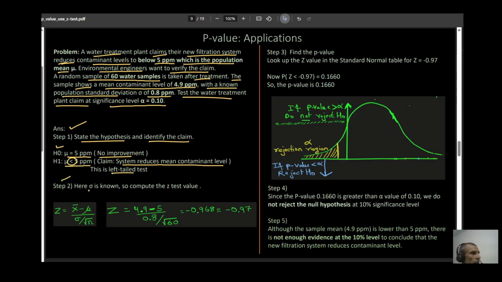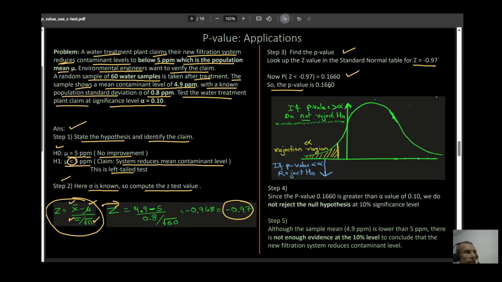Step 2. Here, I know my population standard deviation, so compute your z-test value. So I'm using the same expression. This is my sample mean, population standard deviation, and the sample size. Substitute your values in there, and your answer comes out to be minus 0.97. Then you find your p-value. So look up the z-value in the standard normal table for z equal to minus 0.97. Now your probability of z less than minus 0.97 is equal to 0.1666. So the p-value is 0.1660.